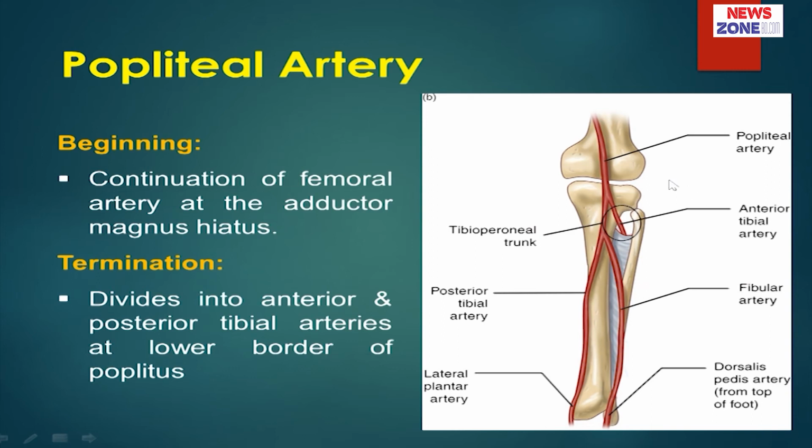In this picture, we can see the popliteal artery is coming as a continuation of the femoral artery, and over here it is dividing into the anterior tibial artery, which is going to the anterior aspect of the interosseous membrane, and the posterior tibial artery, which is going at the posterior aspect. Not only that, from the posterior tibial artery, a fibular artery is also coming.